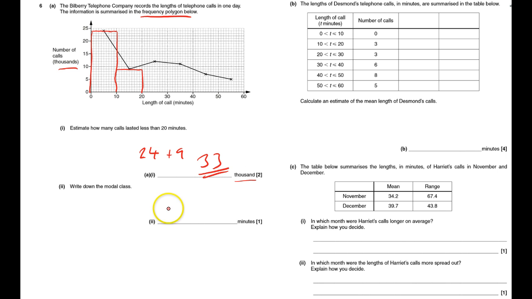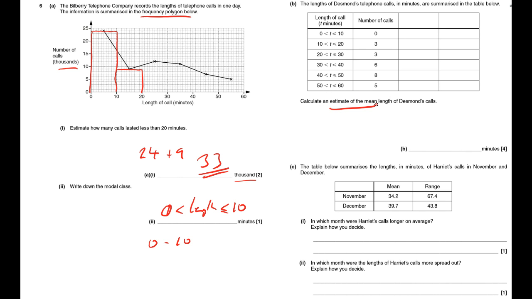Modal class, it's 0 is less than the length, which is less than or equal to 10, or you can put down 0 to 10. It doesn't really matter too much. Okay, it's given us two blank tables, which is a bit of a giveaway that we're going to have to work out an estimate for the mean length.